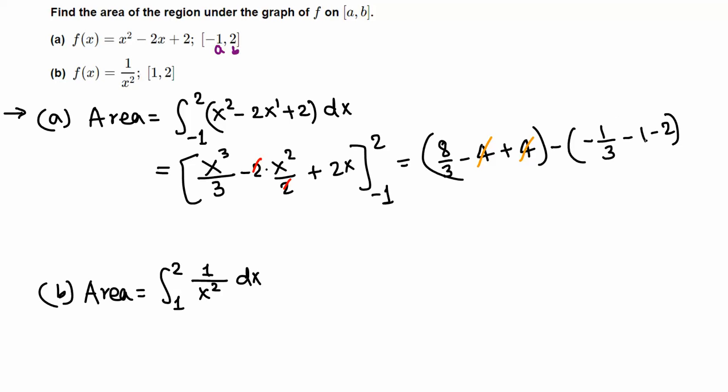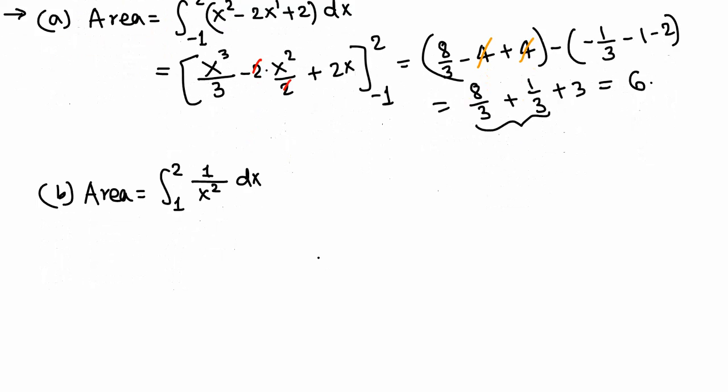Negative 1 minus 2 is negative 3, and we need to distribute this negative. So this is 8 thirds, upper limit, minus minus, it will be plus 1 third. This is negative 1 minus 2, negative 3, and distribute the negative, so positive 3. And we can combine these two fractions, 8 thirds plus 1 third, 9 thirds, which is 3, plus 3, 6. So the area under the curve is just 6.